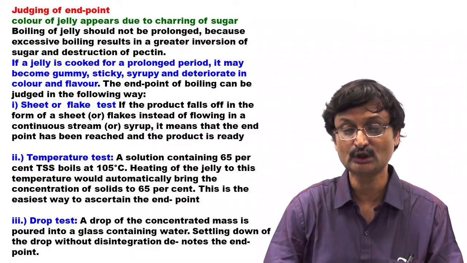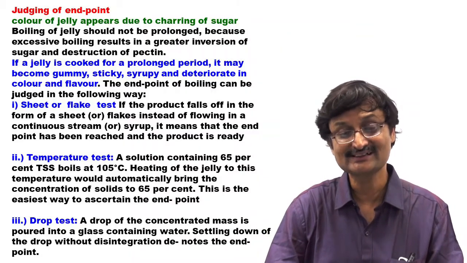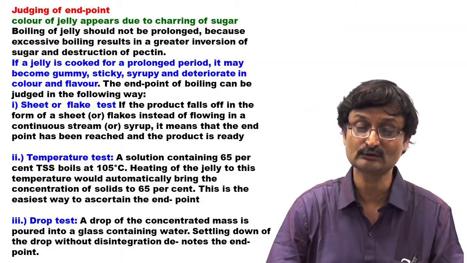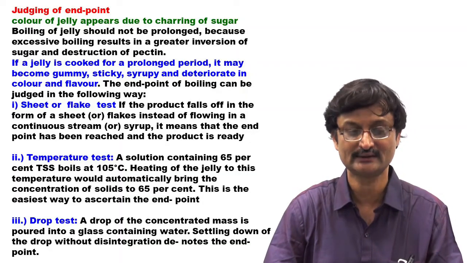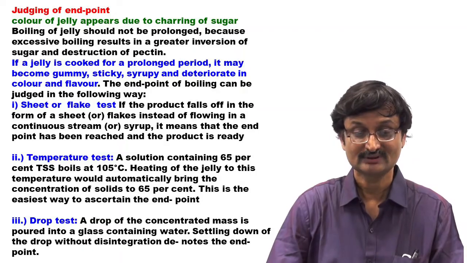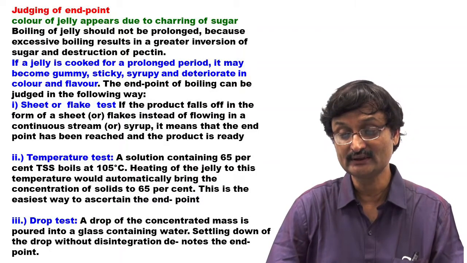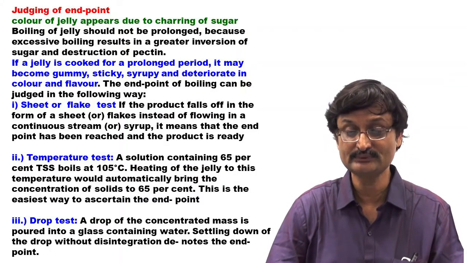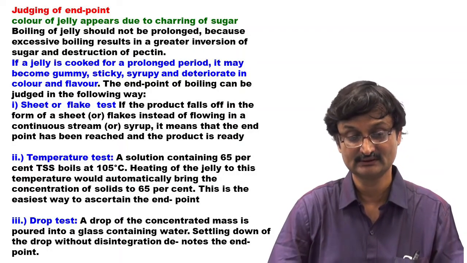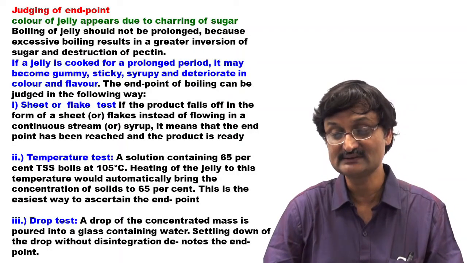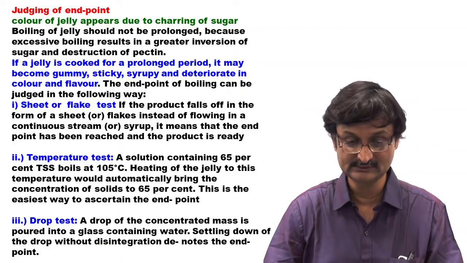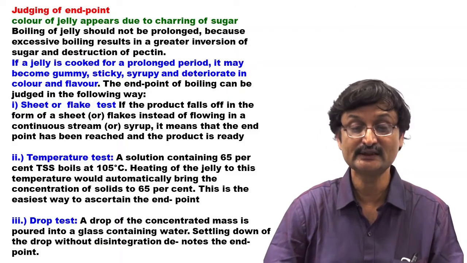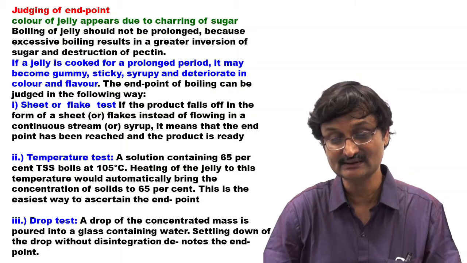Boiling of jelly should not be prolonged, because excessive boiling results in greater inversion of sugar and destruction of pectin. If a jelly is cooked for a prolonged period, it may become gummy, sticky, syrupy and deteriorate in color and flavor. The end point of boiling can be judged in the following ways. These are the methods. Sheet or flake test, already we have discussed.